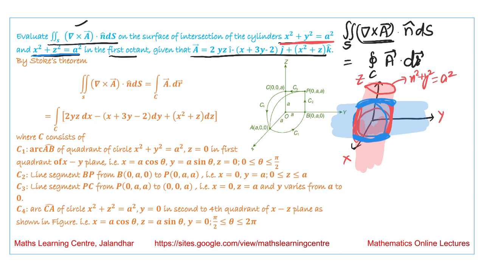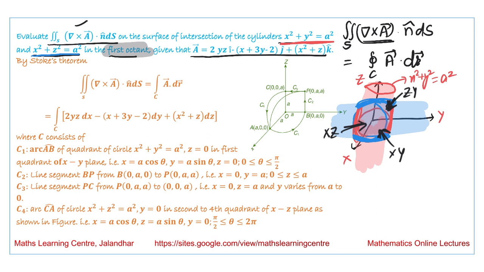Now it is given that we are talking about the first octant. So in the first octant, this region will be bounded by the three planes. On this side, it will be bounded by this side and this side. From the three sides, it is bounded by the yz plane, xz plane and xy plane.